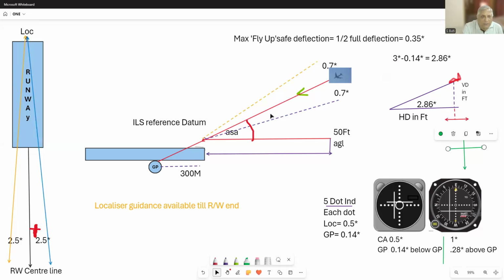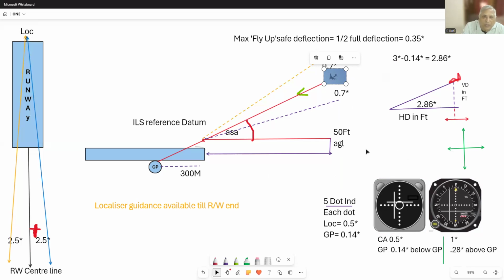As far as the horizontal needle is concerned, when the aircraft goes below the glide path, the needle will go up, like in this case. If the aircraft goes above the glide path, the needle will go down, in this case, telling you to fly down, and fly up are the indications.